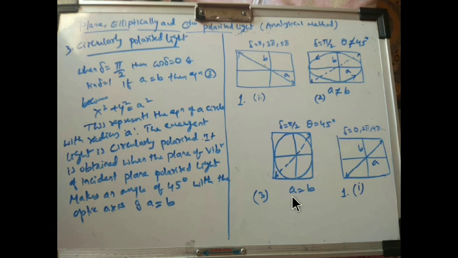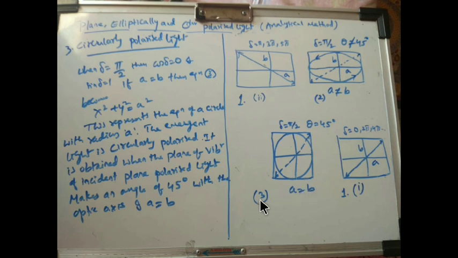It makes an angle of 45 degrees with both the amplitudes the same here. So this represents the equation of the circle with the radius a. The emergent light will be the circularly polarized one as it is shown in this figure. And it is obtained when the plane of vibration of the incident plane polarized light makes an angle of 45 degrees with the optic axis and A is equal to B.